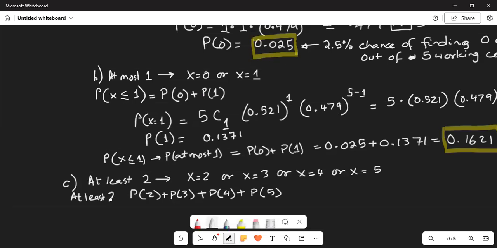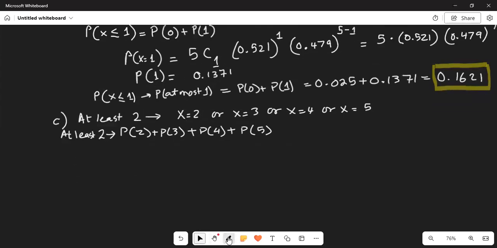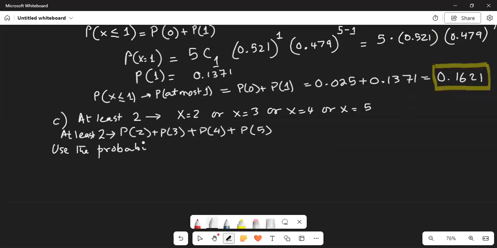Now we have to think about the complement event of at least 2. What is the opposite or complement of at least 2? That is, what are the numbers we did not include in at least 2? These are 0 and 1. So we will use the probability law of complement events.